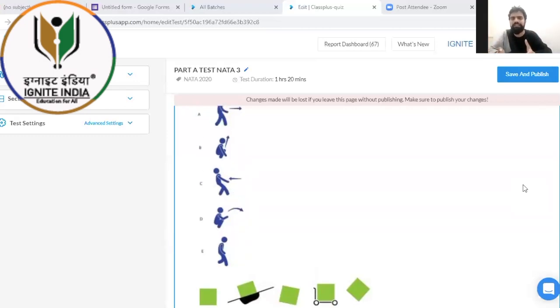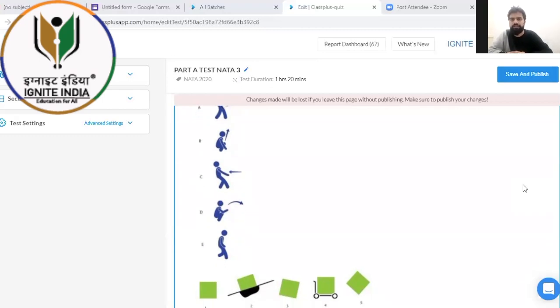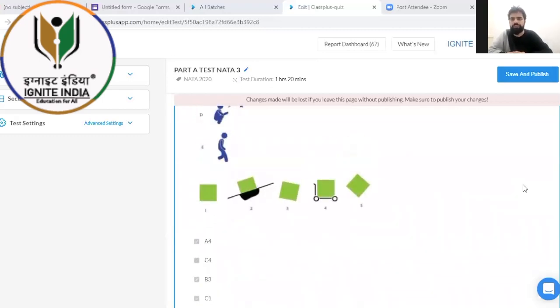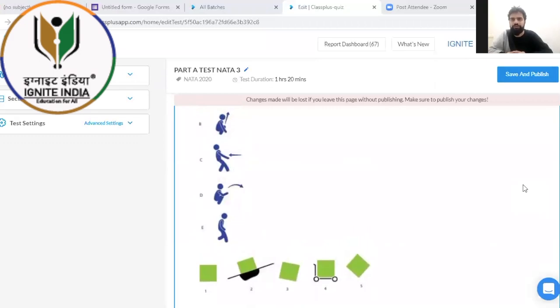If you are sitting, that means you are trying to pull something. If you are holding something like this, that means you are trying to keep it, that one, option number D. Now the fourth option, if you see, when you are holding in this way, that is going with option number E. So like that you have to select.